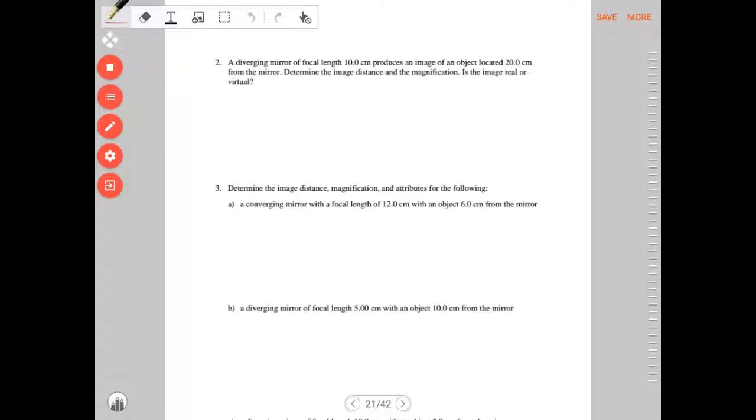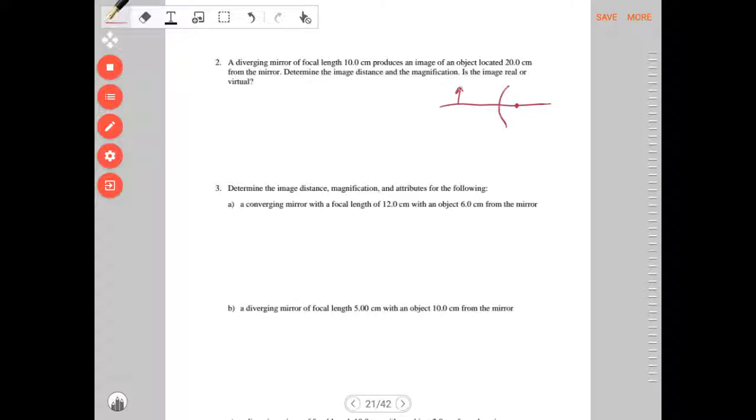Alright, number 2. A diverging mirror of focal length 10 centimeters produces an image of an object located 20 centimeters from the mirror. Determine the image distance and the magnification, and is the image real or virtual? So we have a diverging mirror, so that's this one. The focal length is 10, so here's the focal length, and we're placing the object 20 centimeters from the mirror, so about there.